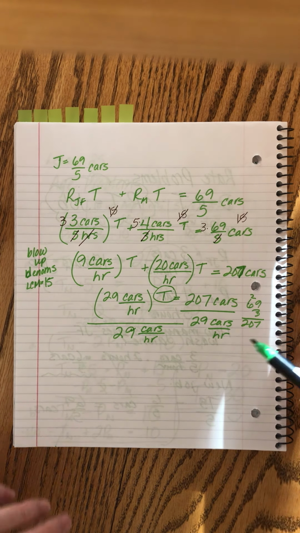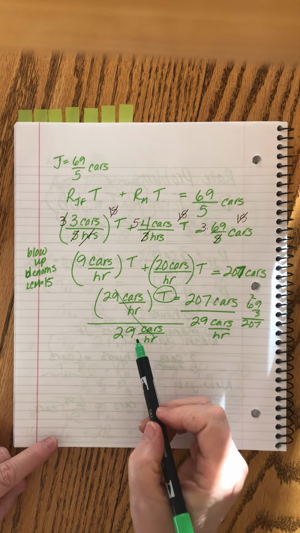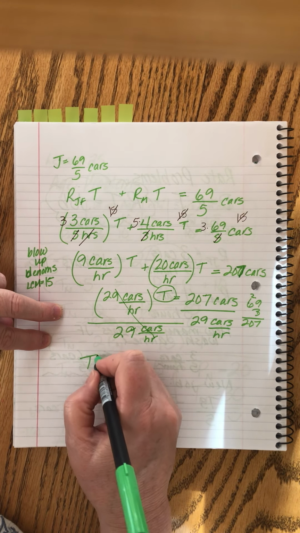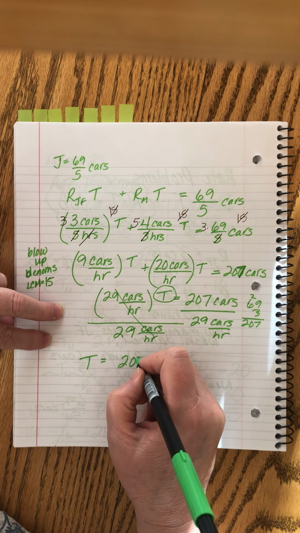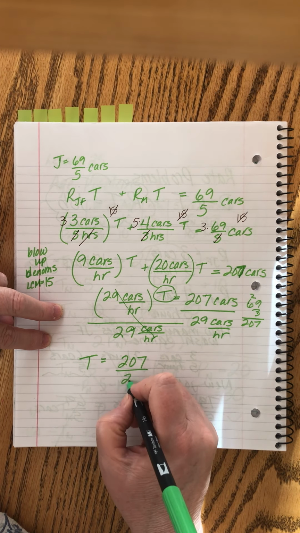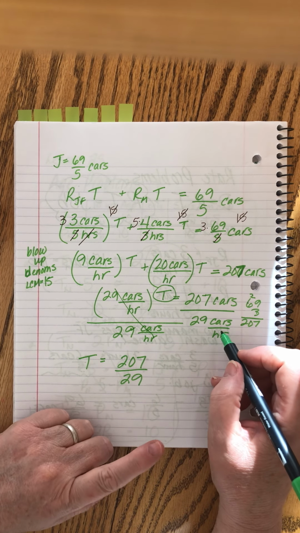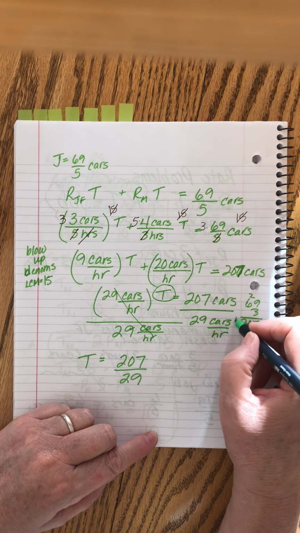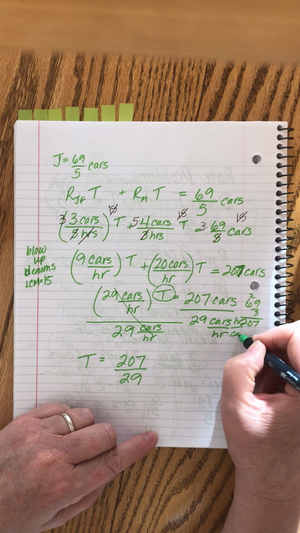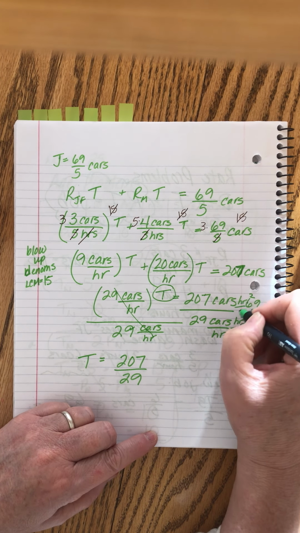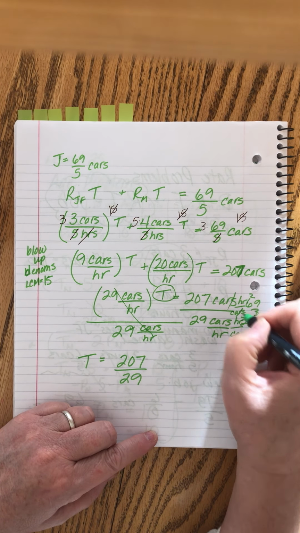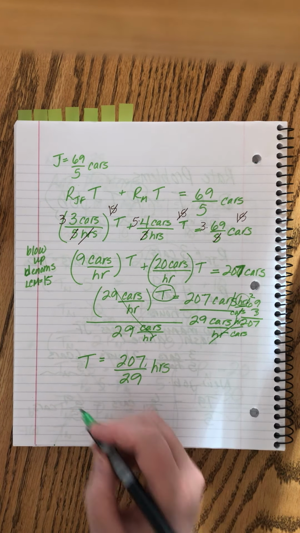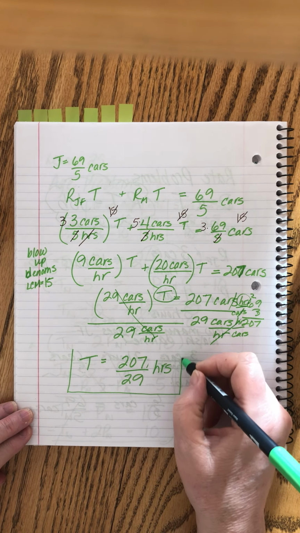Look what happens. This all cancels by design. I was trying to get that t by itself. The time is equal to 207 over 29. Now let's look at the units. Units behave just like numbers do. So if we've got a complex fraction, we multiply this one by hours over cars. The cars cancel, this all cancels, and we're left with hours, which is exactly what we want. That is our final answer.